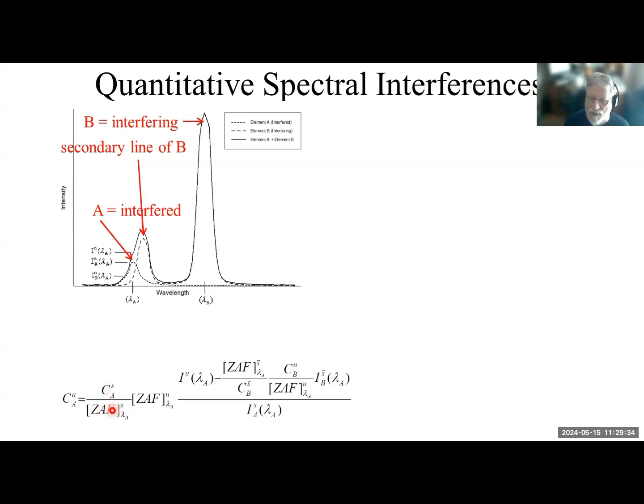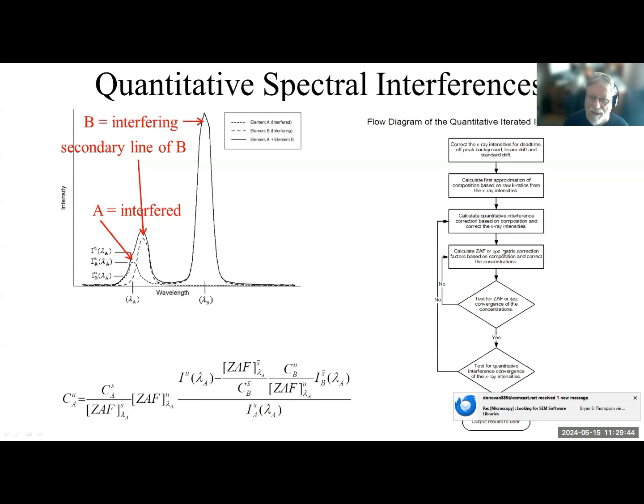This ZAF is just a placeholder for whatever matrix correction you're using: the unknown correction for the unknown, the intensity on the standard. And then this term here is applied during the iteration. So we first calculate a composition, and then based on the compositions, we calculate the interference quantitatively, because we actually need to know the concentration of the interfering element. So that's why you have to analyze both the interfered element and the interfering element.